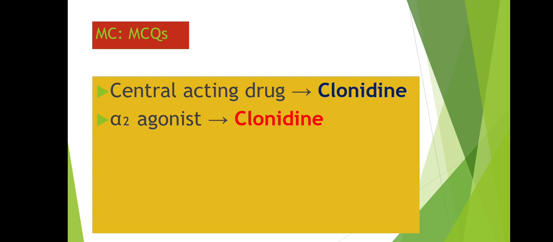So now we are going to conclude with MCQs. These are common MCQs on centrally acting sympatholytics. They are going to ask you, maybe amongst the questions, which one of the following is a central acting drug, and the answer in that particular question was clonidine. There were other hypertension medications, like enalapril and everything, but the answer was clonidine because this is the central acting drug. Then it also came to say the alpha 2 agonists are probably clonidine. There were other options, of course.